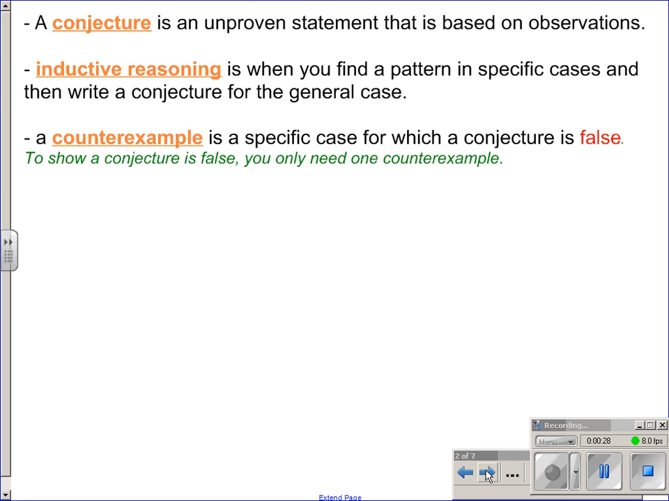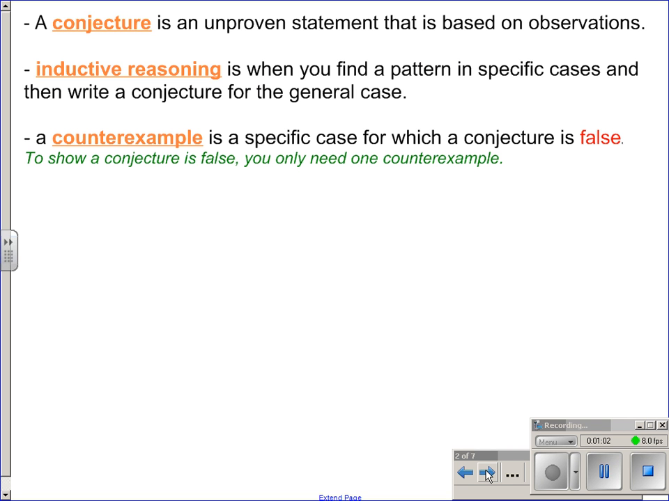Okay, so a couple of definitions and terms to be familiar with. A conjecture is an unproven statement that is based on observations. Basically, it's an educated guess. To come up with that educated guess, you use what's called inductive reasoning. You see a pattern, there's no way to prove it, but you're just extending that pattern out, making a conjecture for the general case. It's just a way to think.